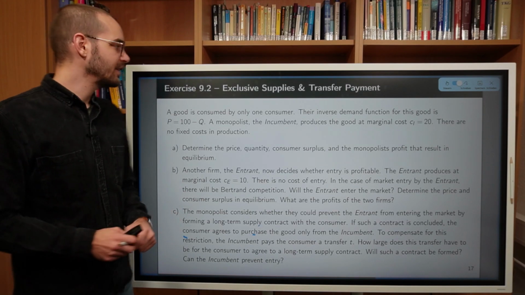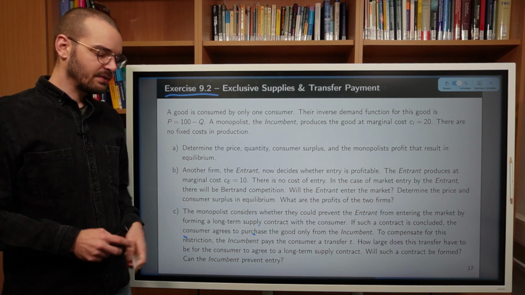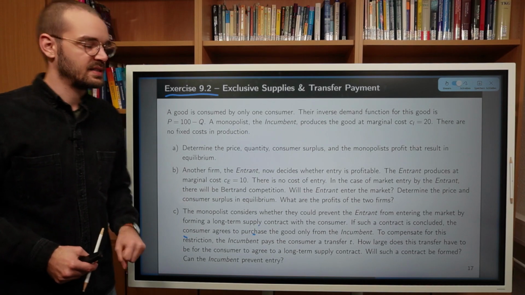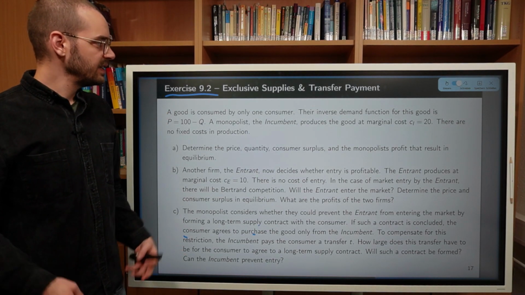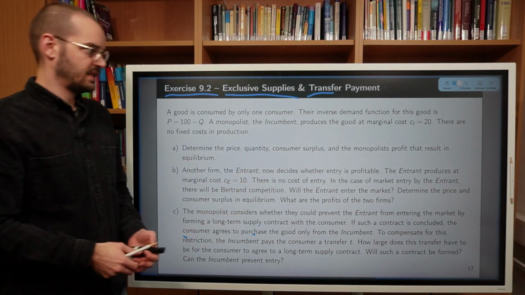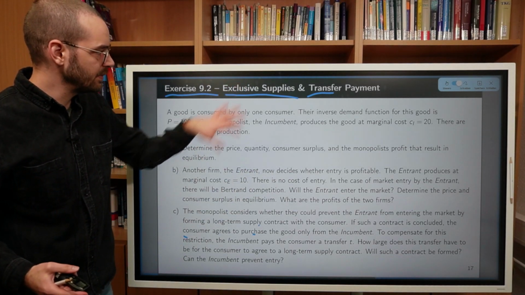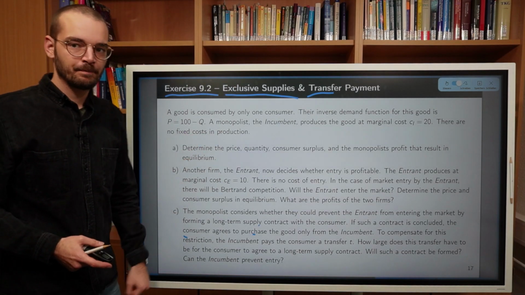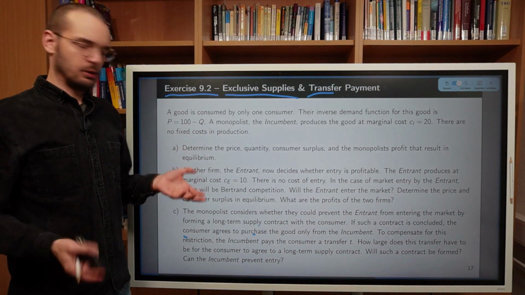In this video we are going to cover exercise 9.2, which is part of assignment number 9 on the topic of competition restraints. In this exercise we are going to talk about restraints in the sense of exclusive supplies and transfer payments, and we are going to think about these issues in the following model. We are going to assume that a good is consumed by only one consumer.